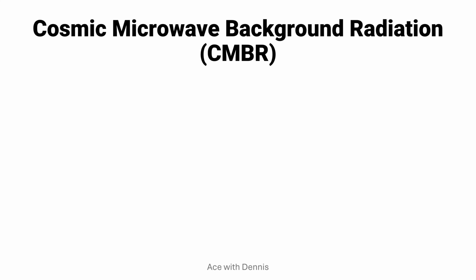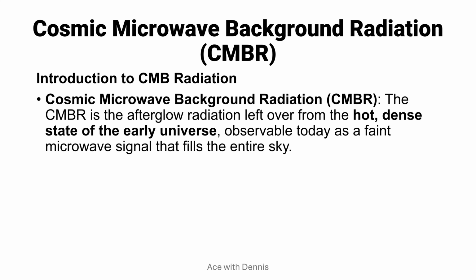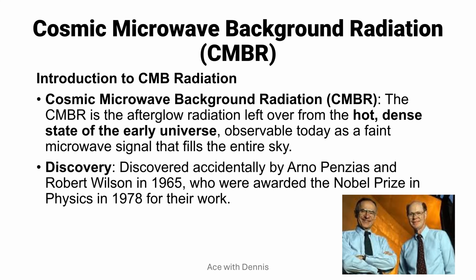Cosmic microwave background radiation (CMBR). CMBR is the second evidence that supports the Big Bang theory. So here is an introduction to CMBR. What is CMBR? The CMBR is the afterglow radiation left over from the hot, dense state of the early universe, observable today as a faint microwave signal that fills the entire sky. It was discovered accidentally by Arno Penzias and Robert Wilson in 1965, who were awarded the Nobel Prize in Physics in 1978 for their work.